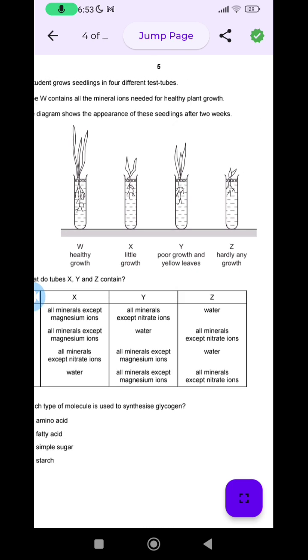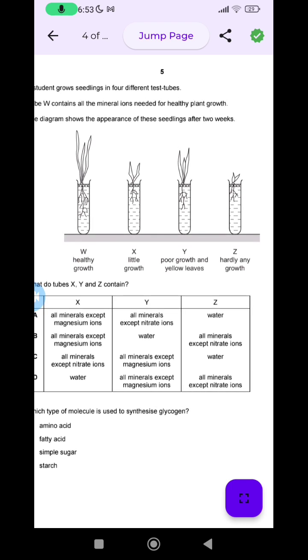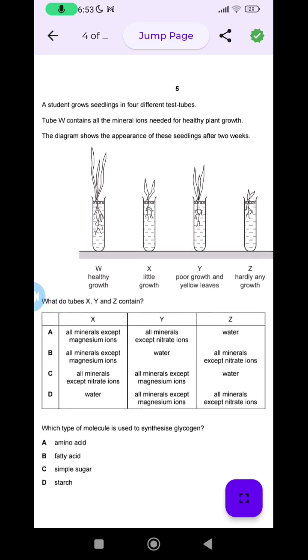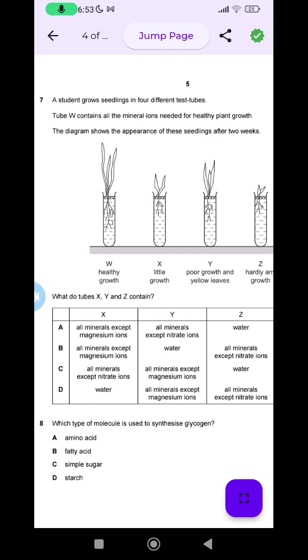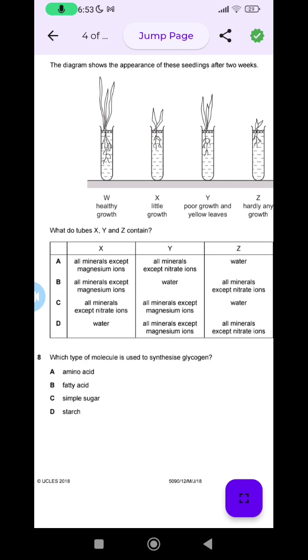Y has poor growth and yellow leaves. The presence of yellow leaves indicates that it does not have magnesium ions. And Z has hardly any growth, which means it has been supplied with water, with neither nitrate ions nor magnesium ions. So based on these criteria, C is the correct option. X has all minerals except nitrate, Y has all minerals except magnesium, and Z has water.